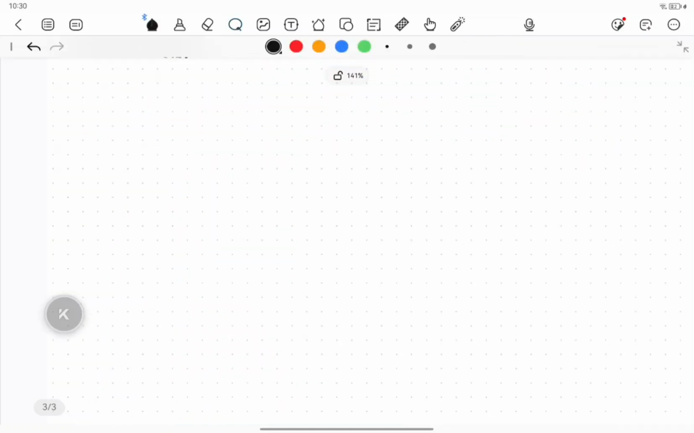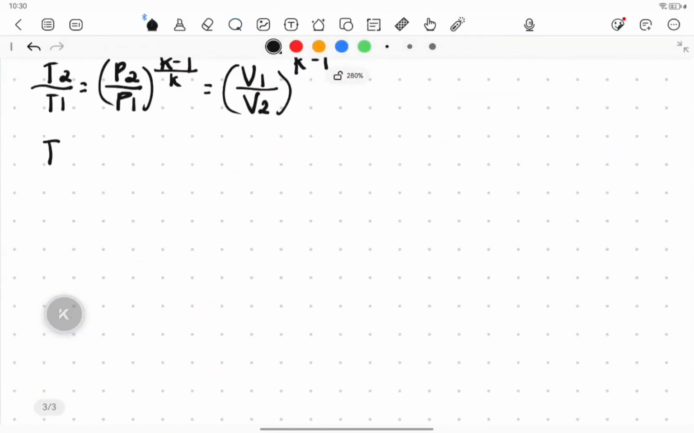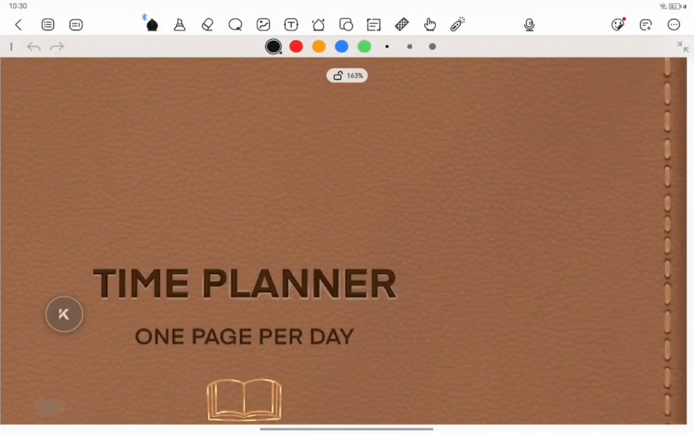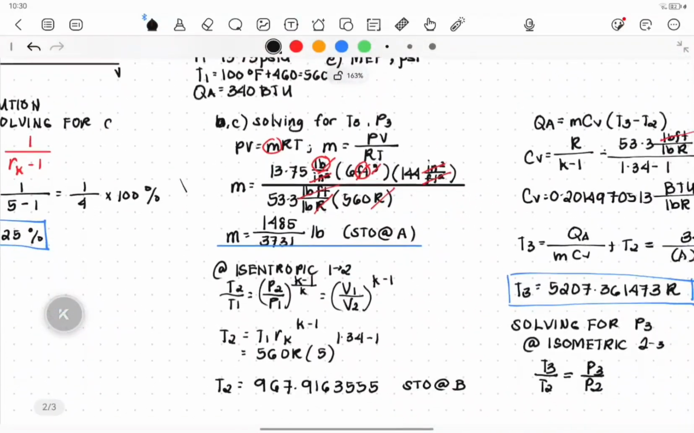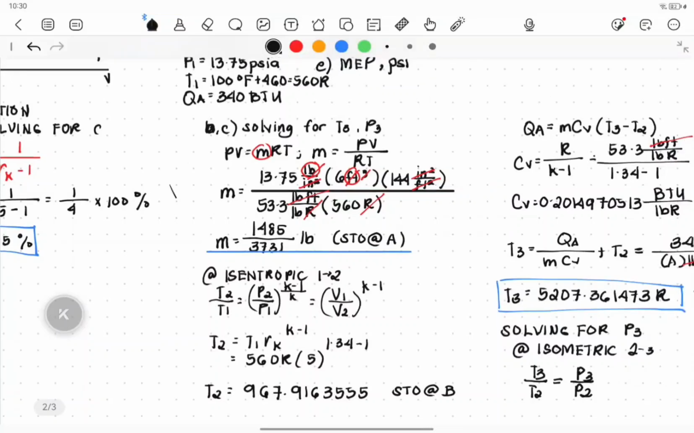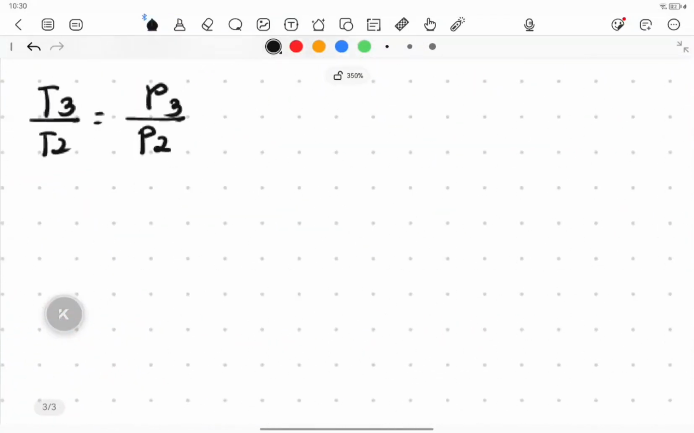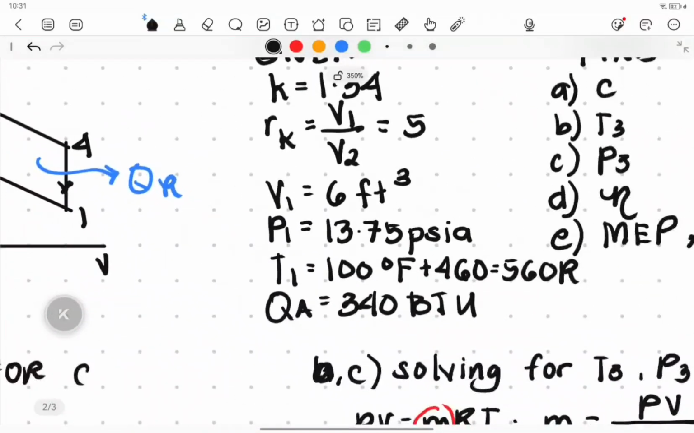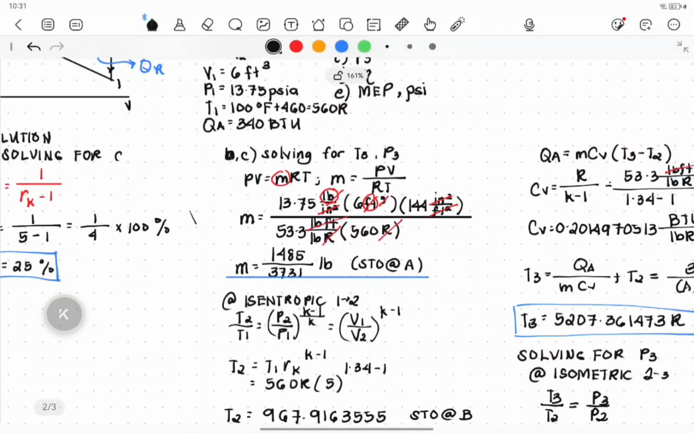And then I'm just going to write T3 over T2 is P3 over P2. So we have to solve for P2 first. We know that our T2 is at letter B, our T1 is 540 and our P1 is 13.75. So this is B over 540. Is it 540? No, it's 560. Sorry, it's 560.